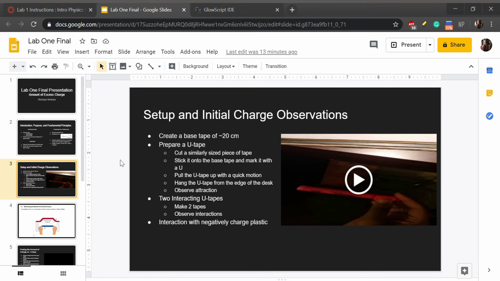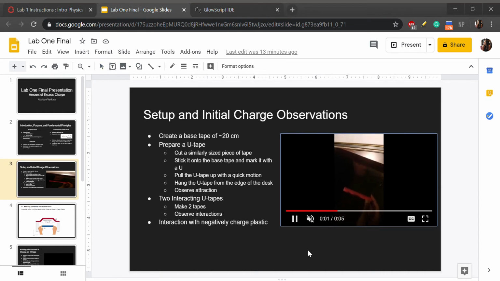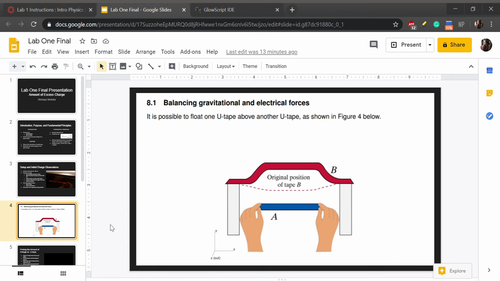So the setup and the initial charge observations involve creating a base tape of about 20 centimeters and laying another piece of tape on top of that tape and pulling them apart quickly, which will create a charge on the tape that was pulled off the base tape. And this charge is expected to be positive, and we can observe that it is in fact positive when we see its interaction with a negatively charged plastic. So in this video, the highlighter was negatively charged, and you can see the attraction between the tape and the highlighter.